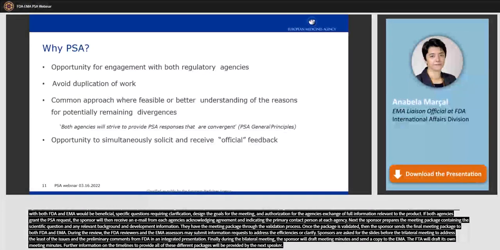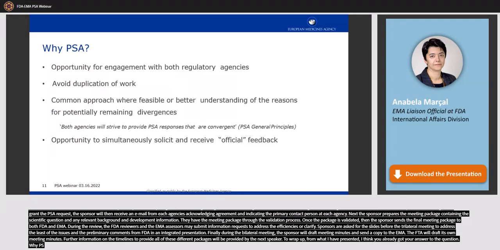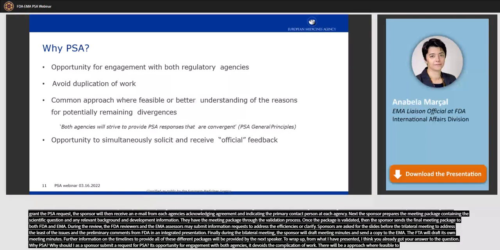To wrap up, from what I have presented, I think you already got your answer to this question. Why PSA? Why should I, as a sponsor, submit a request for PSA? It's an opportunity for engagement with both regulatory agencies. It avoids duplication of work. There will be a common approach wherever feasible or a better understanding of the reasons for potential remaining divergences. And it's an opportunity to simultaneously solicit and receive official feedback.